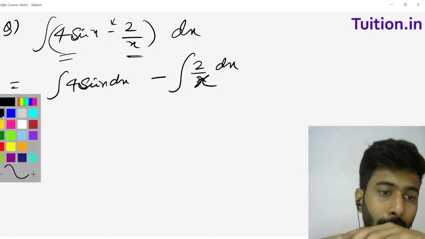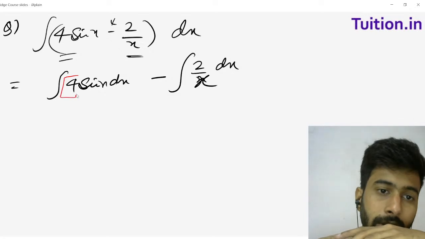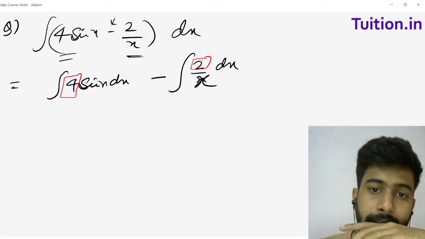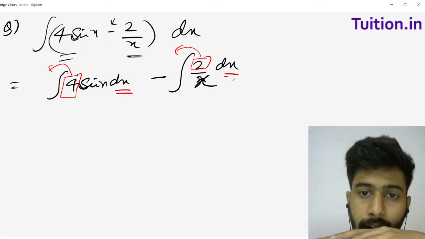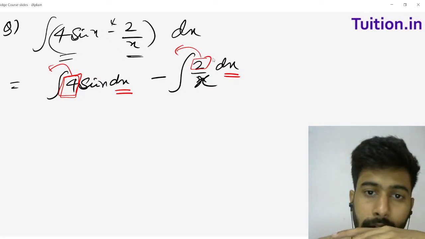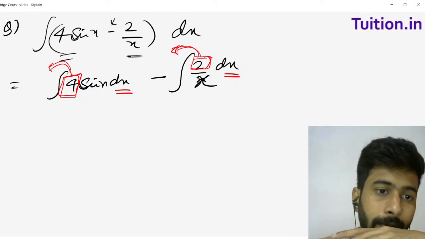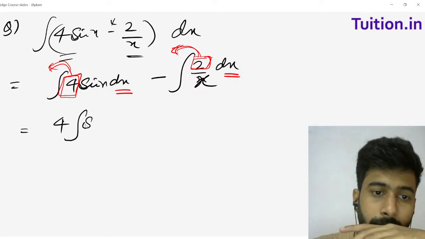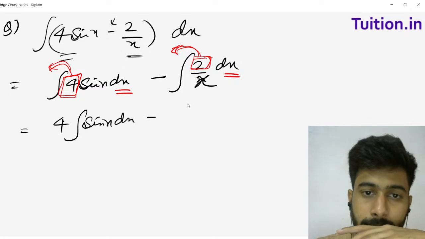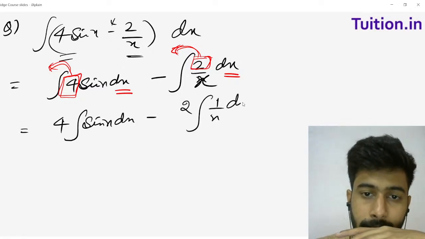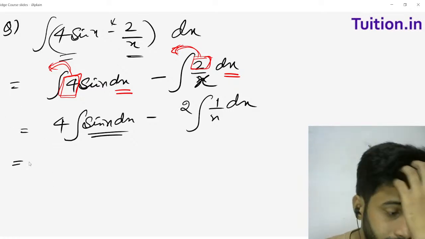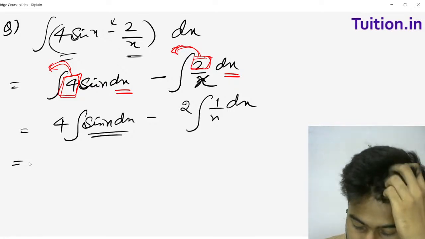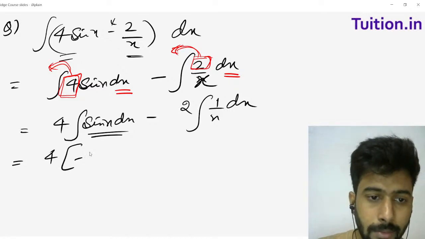Once again, I will pull the constants. I will pull those terms which do not depend on x out of the integral, because I am integrating with respect to x. So I've done that. 4 sine x dx minus, pull 2 out, 1 by x dx. Now what is the formula for sine x, people? How to integrate this function sine x? Does anybody remember? Yes, it's minus cos x.